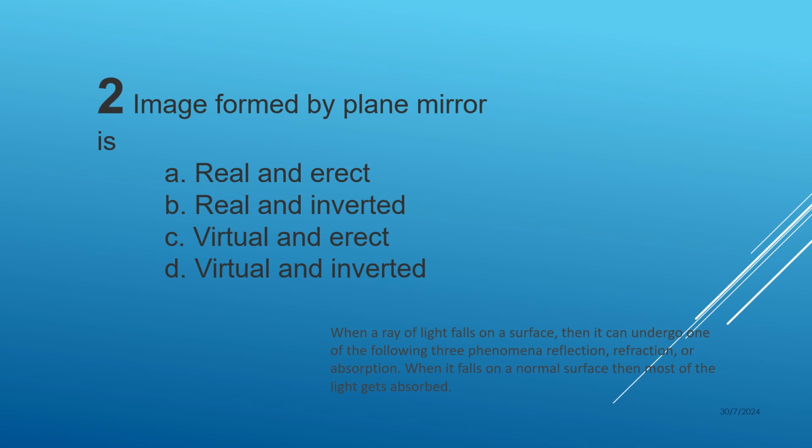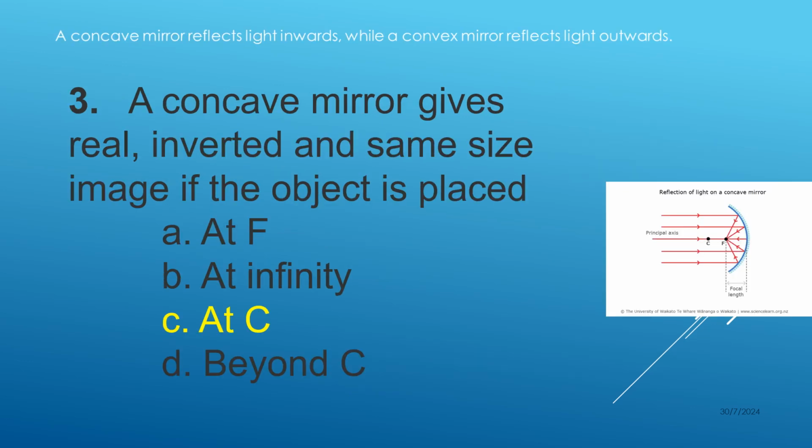Options: real and erect, real and inverted, virtual and erect, virtual and inverted. Image formed by a plane mirror. When a ray of light falls on a surface, it can undergo one of the following three phenomena. Number one, reflection. Number two, refraction. Or number three, absorption. These three phenomena. When it falls on a normal surface, then most of the light gets absorbed. So the correct answer is C, virtual and erect.